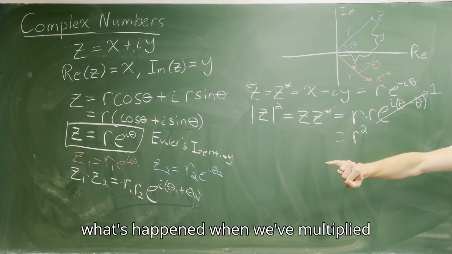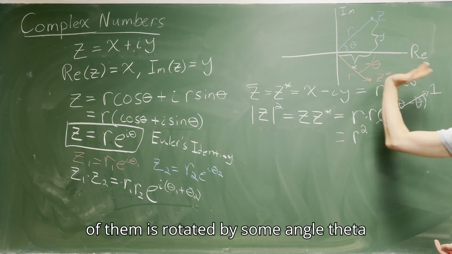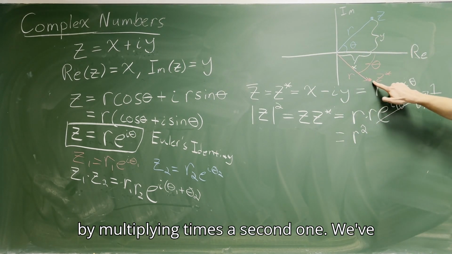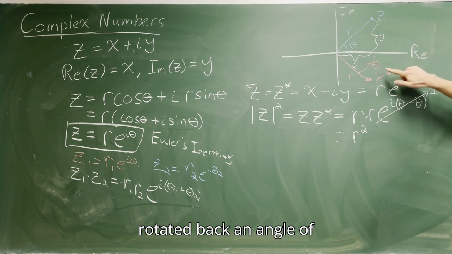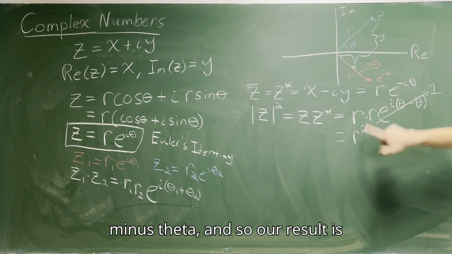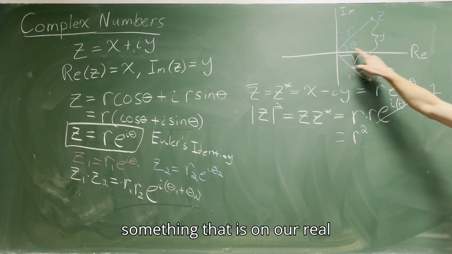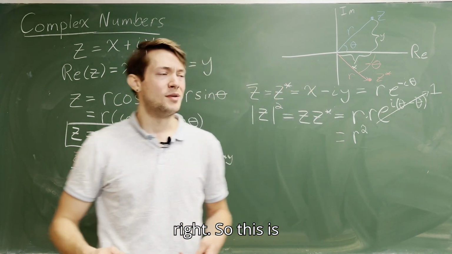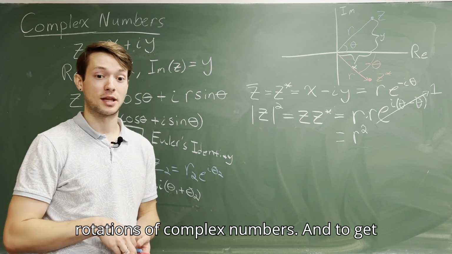So what's happened when we've multiplied these two complex numbers together is one of them is rotated by some angle theta. By multiplying times the second one, we've rotated back an angle of minus theta, and so our result is something that is just a real number, something that is on our real axis. All right. So this is something that shows up a lot, these rotations of complex numbers.